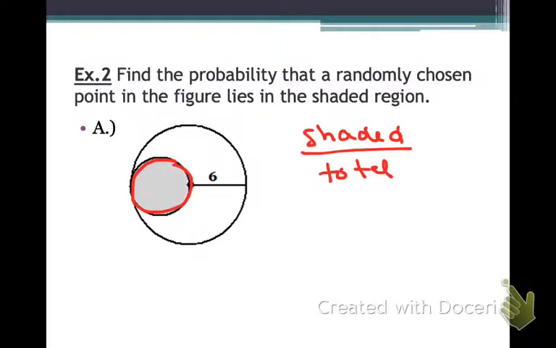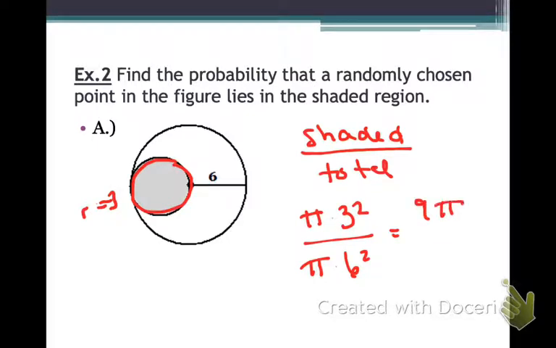What would the radius be? Well, you'll notice that's the other half of the diameter. So it would have a radius of 3. So I have pi times 3 squared. And the total would be pi times 6 squared. So I have 9 pi over 36 pi.